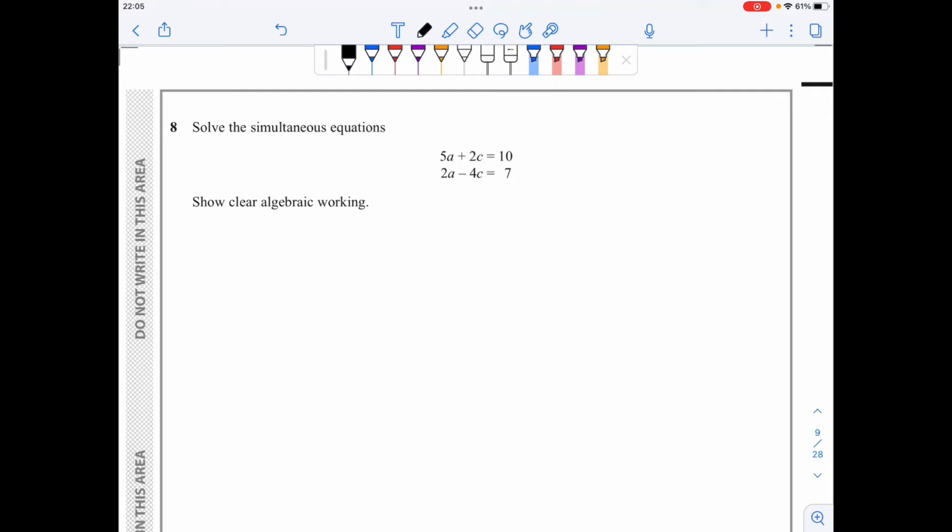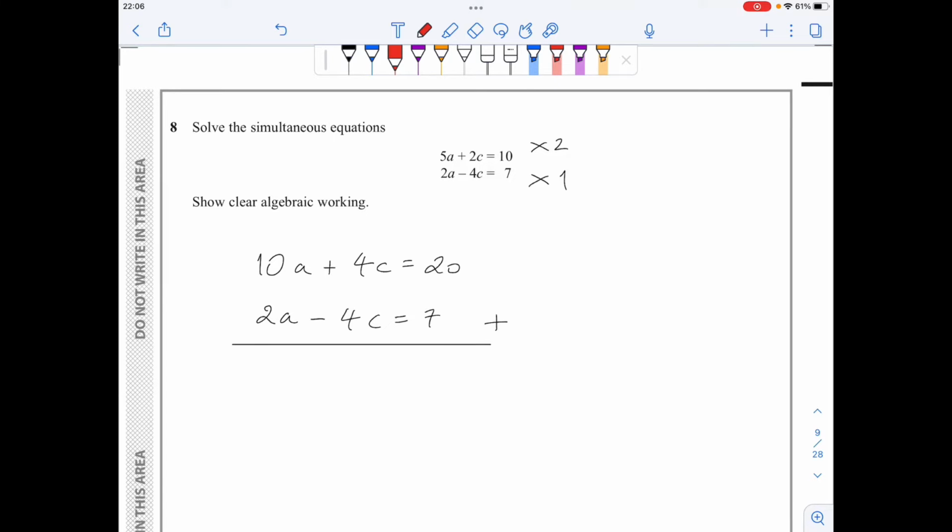For question 8, I'll proceed with elimination. I'm going to multiply the first one by 2 and the second one by 1, so it stays the same. So I get 10a plus 4c is equal to 20, and the second one stays the same, and then I will add the two equations so that the 4c and the minus 4c cancel out. So I get 12a equals 27. So a is 27 over 12, that's 9 over 4.